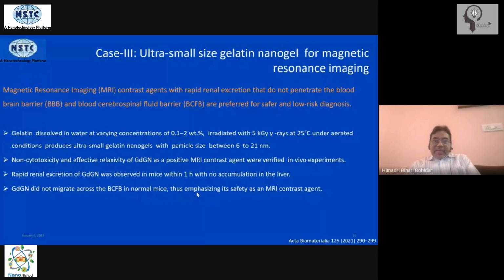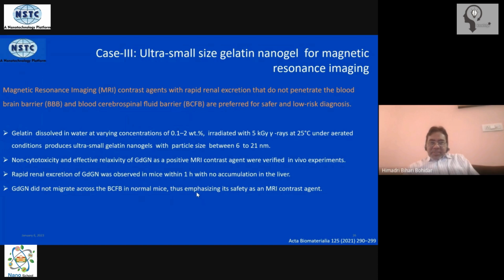This is gelatin nanogel for MRI. MRI is a very high contrast instrument which is used for imaging tissues deeper inside the body. But there are often problems because of the contrast and the issue of the blood-brain barrier. So many times people come across difficult situations where it can be used and where it cannot be used. So there are finer restrictions and boundaries here and there.